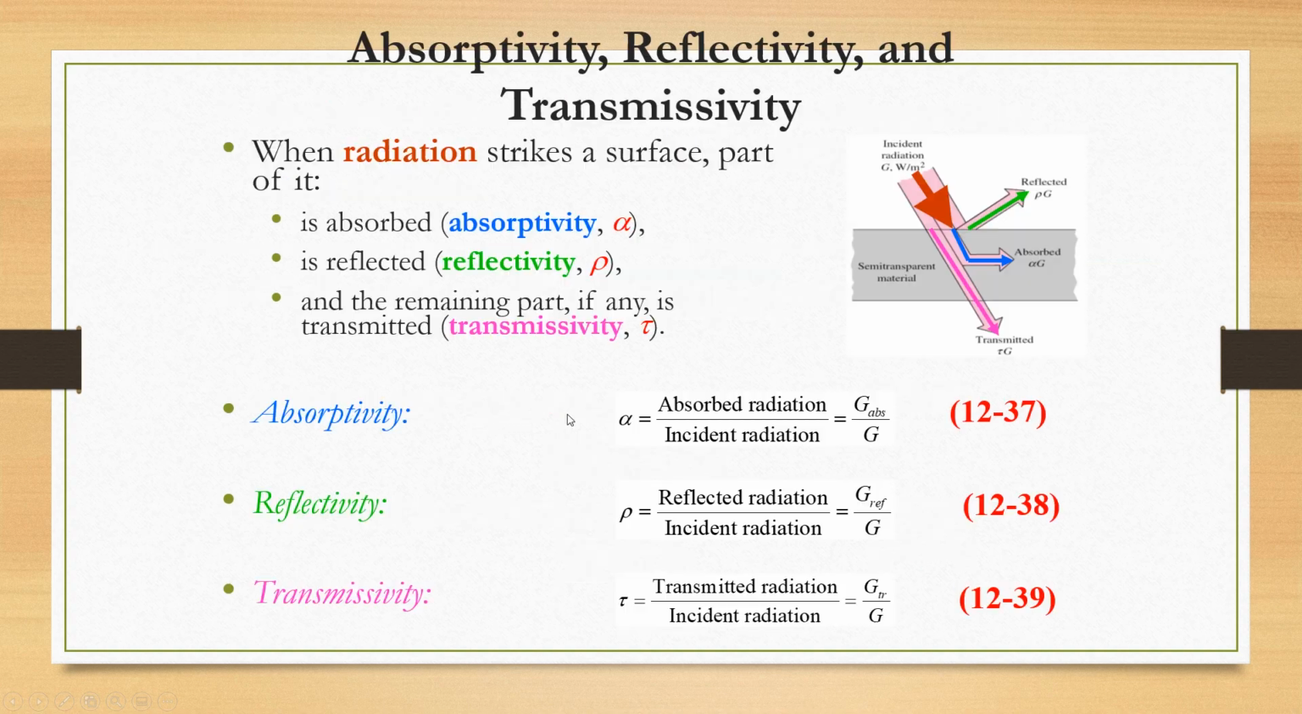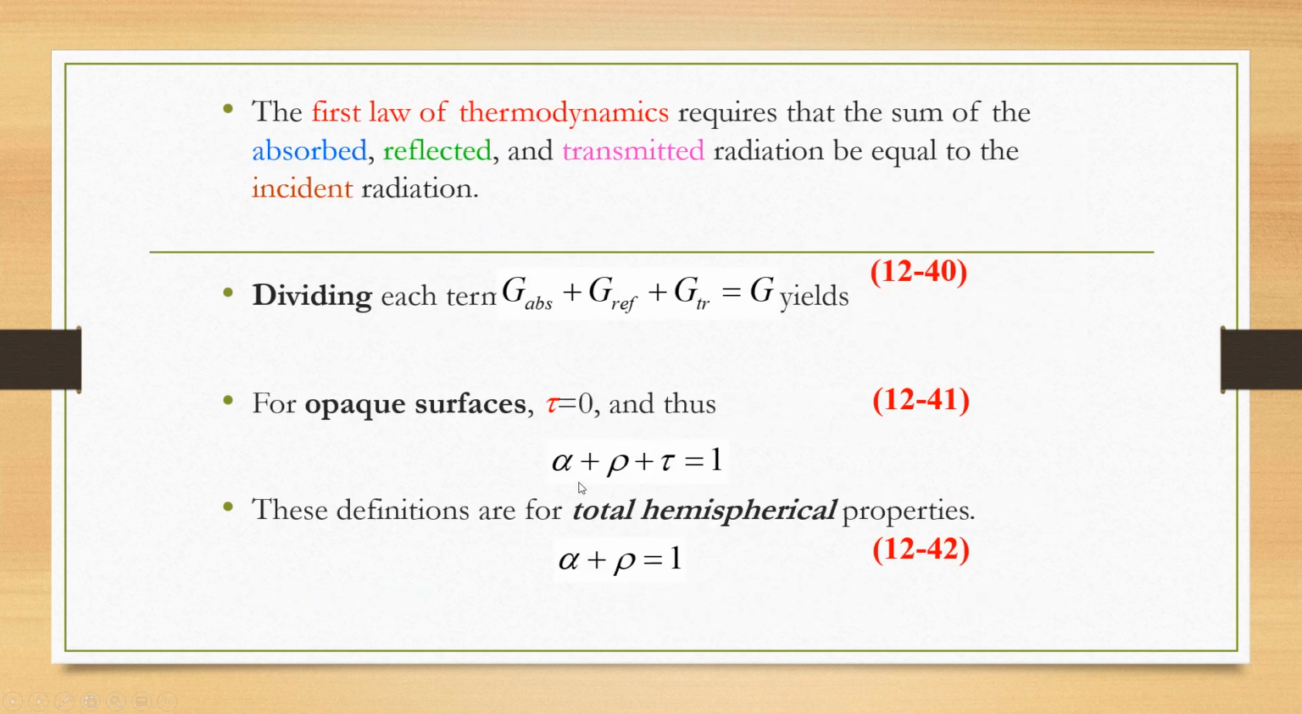For the opaque surface, if this material is opaque, there will be no transmissivity. The incident rays will not transmit through the material. Therefore, tau, the transmissivity, will be equal to 0. I'm really sorry because I've changed the design of this slide, so the format is not in orderly manner. G absorptivity plus G reflectivity plus G transmissivity is equal to G.